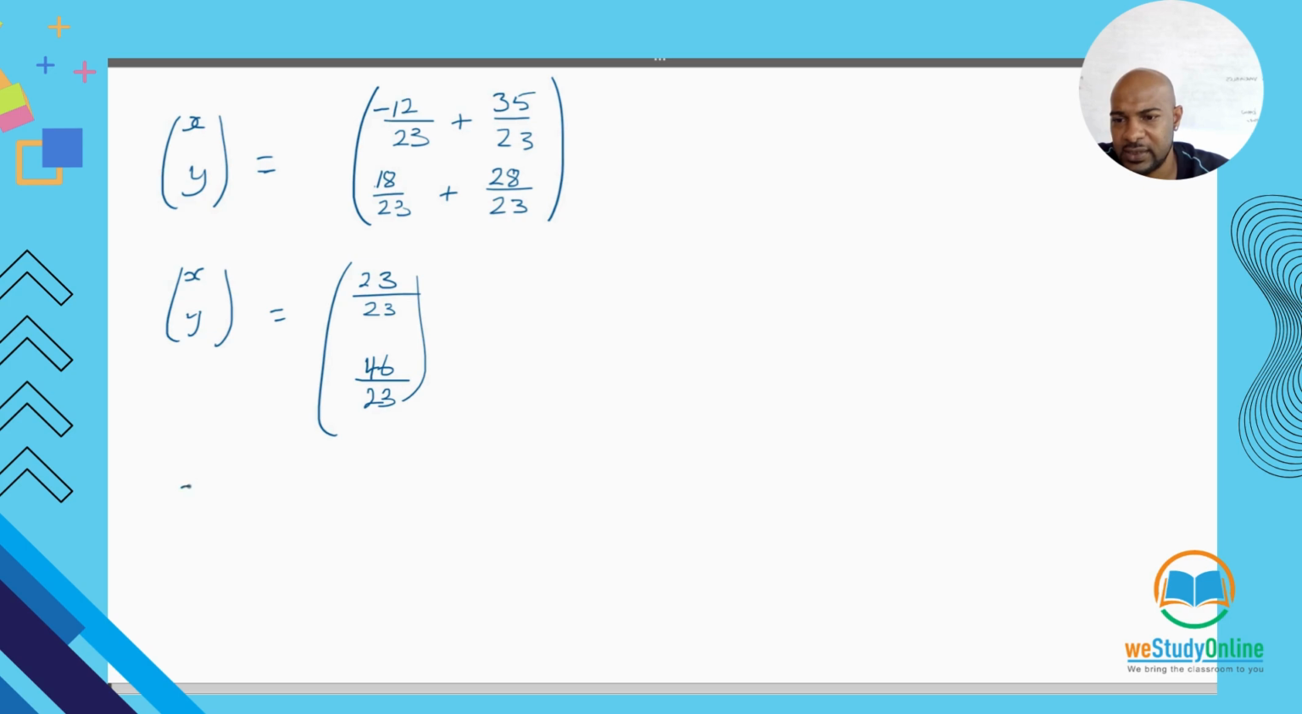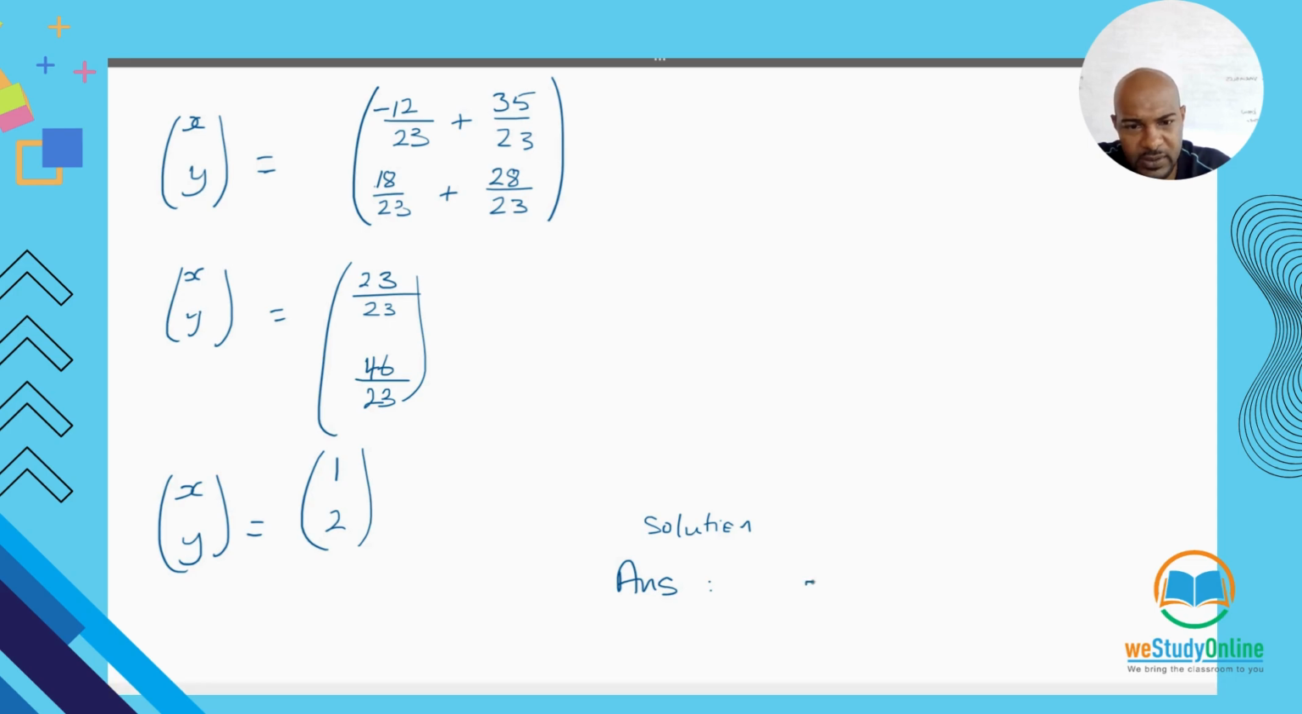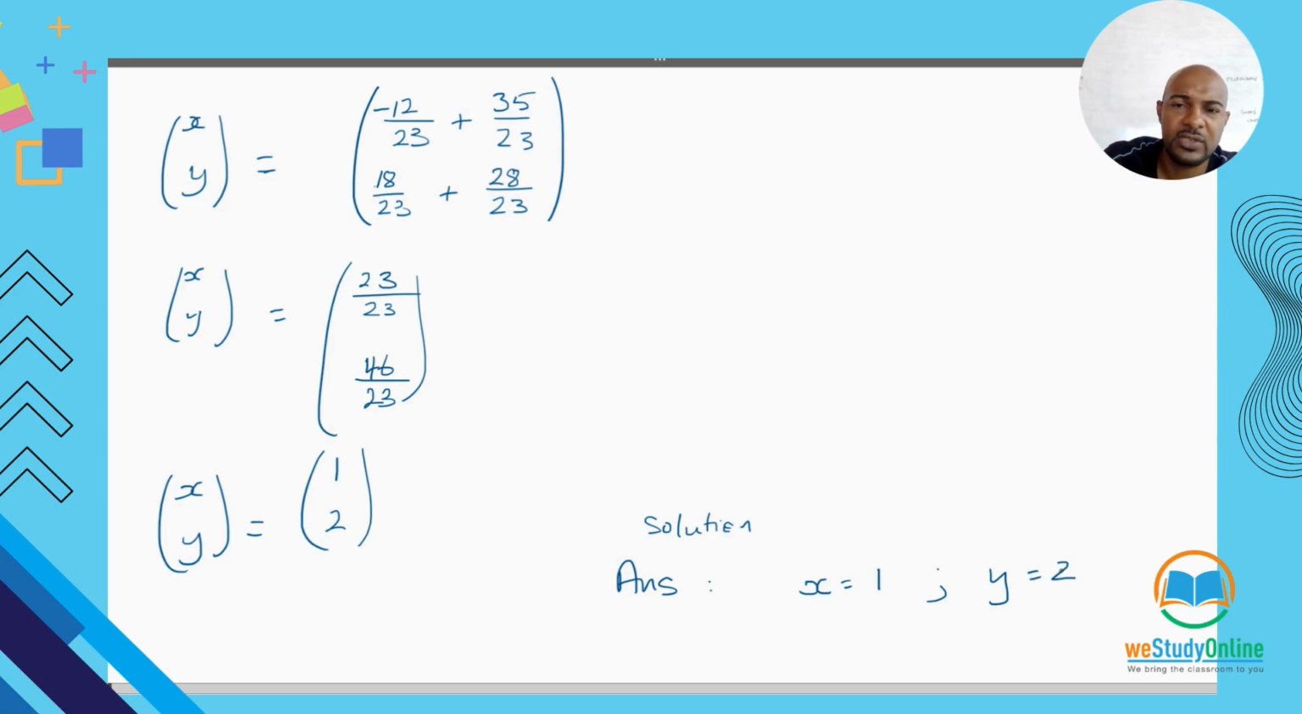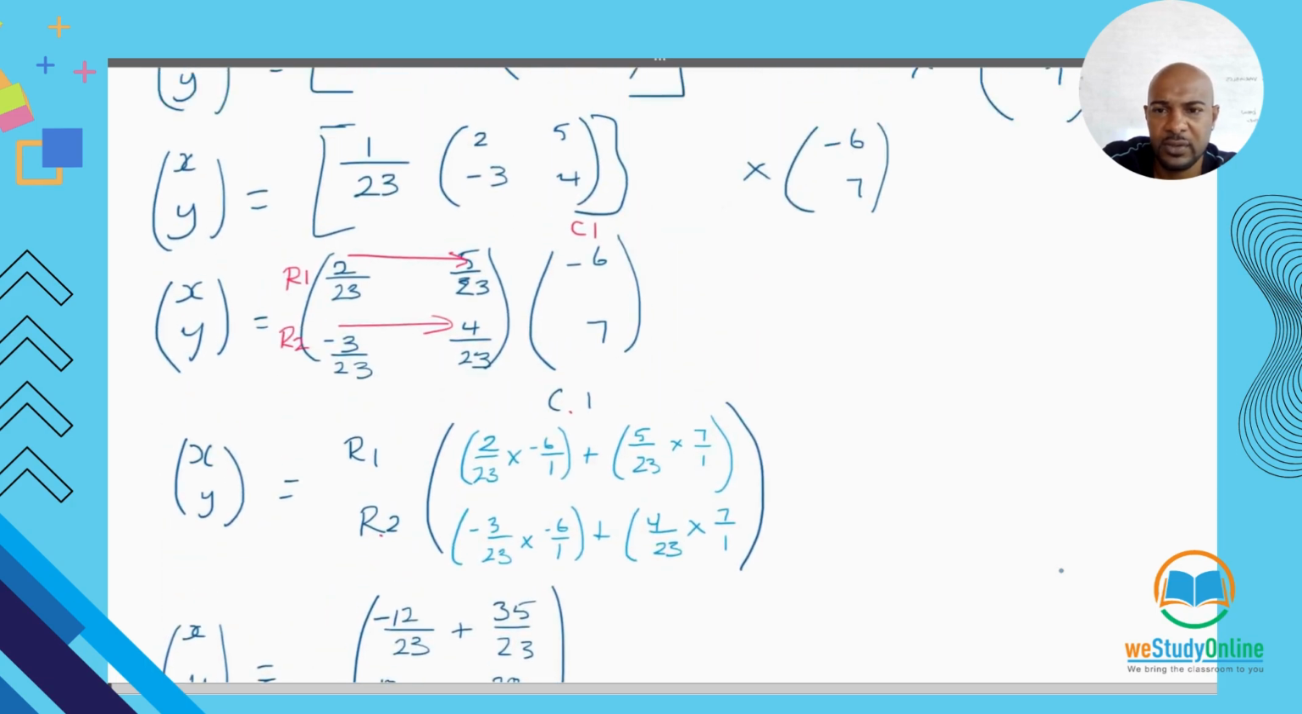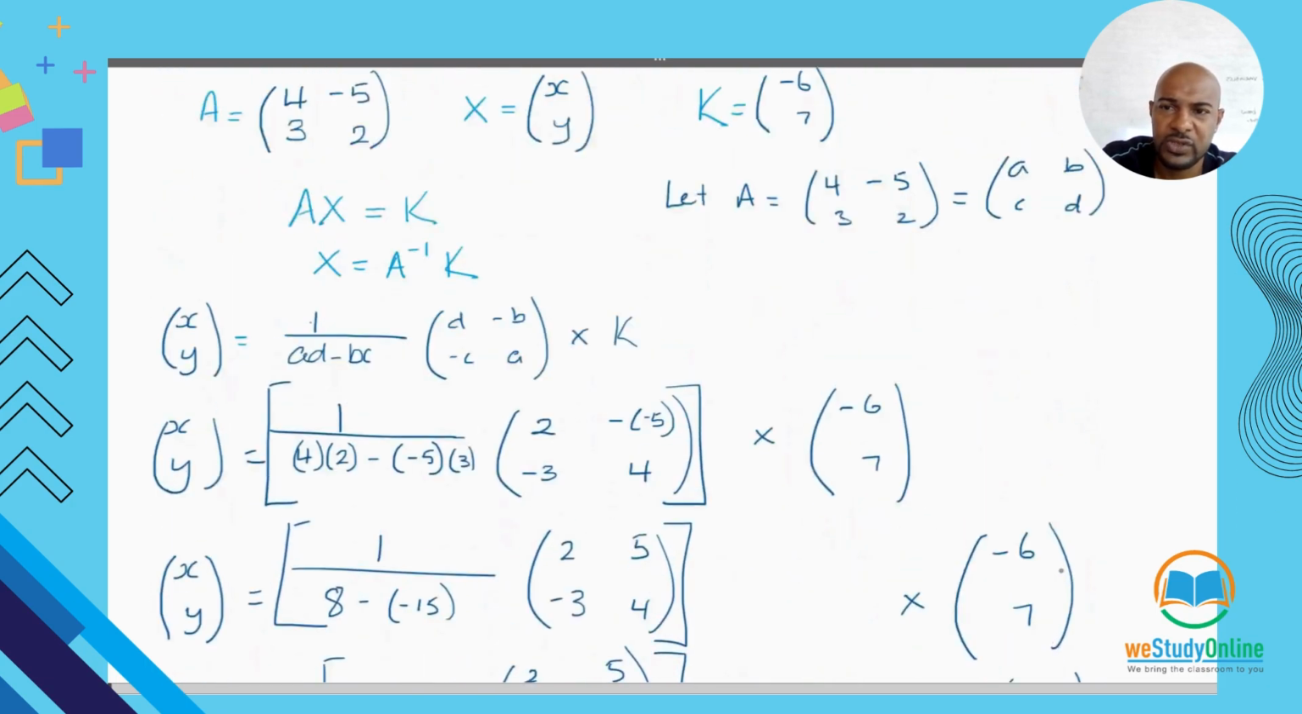We're going to get x, y is equal to 1 and 2. So our answer, or the solution, is x is equal to 1 and y is equal to 2. And this is how we would solve our simultaneous equations using a matrix method.